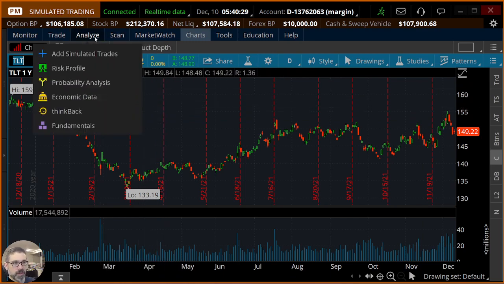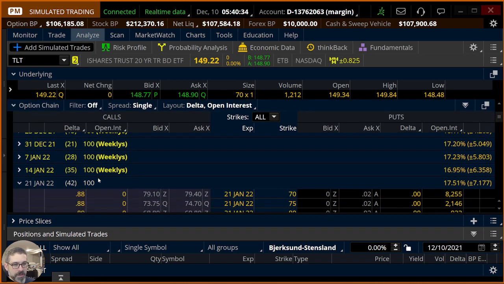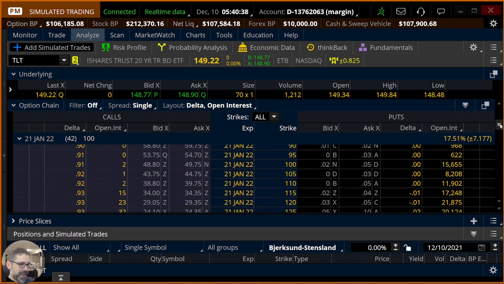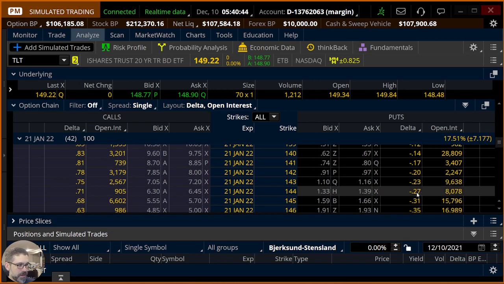So let's go to the Analyze tab, go to Add Simulated Trade. We're going to be in the monthlies. And what we're going to do is look at the 144 strike, which is a 27 delta. We have 8,000 open interest and a 6-cent wide bid-ask spread. That is nice liquidity compared to many of the other underlyings we trade. Not the best, though, of course, but definitely up there.